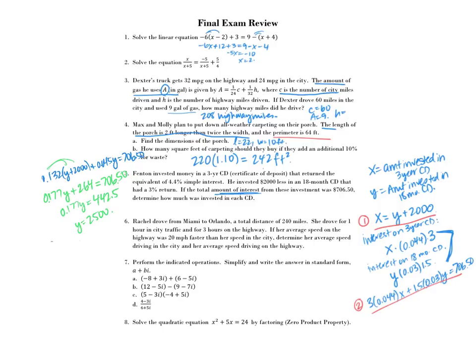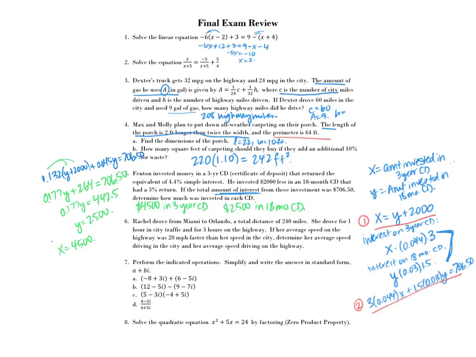Okay, and so then that tells me that x is going to be that plus 2,000. So x equals 4,500. So x is the amount invested in the 3-year CD. So he invested 4,500 in the 3-year CD, and he invested 2,500 in the 18-month CD. Okay.